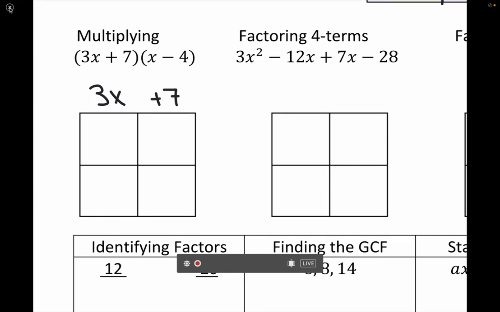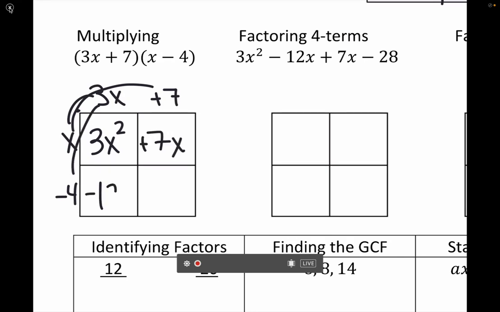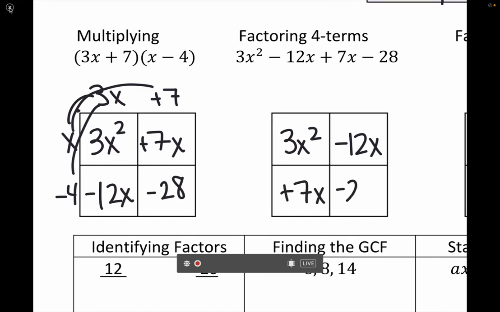We said be careful with the signs. We also need to be careful with our exponents. So we said when you have the outside pieces, you're multiplying. So 3x squared, positive 7x, and then we are multiplying down here, negative 12x and negative 28. That was where we started. Then yesterday, 3x squared, we filled in the middle, and then we worked backwards.